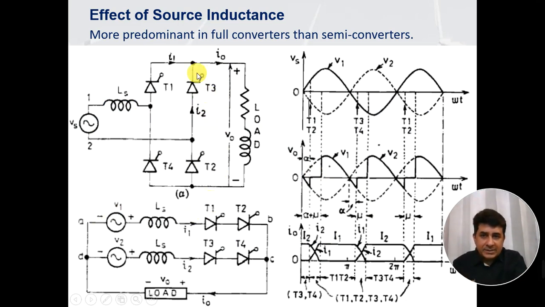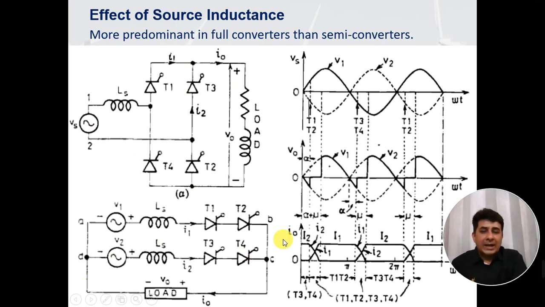For this figure A, we have made its equivalent circuit. This equivalent circuit says this is V1, which is positive. When Vs is positive, T1 and T2 are in action. When Vs is negative, T3 and T4 are in action. So we have called the positive voltage V1 and the negative voltage V2. So V1, then Ls, then T1, T2, and this load. This is for the positive cycle, and for the negative cycle, it is V2, then T3, T4, and this load, which is connected here.